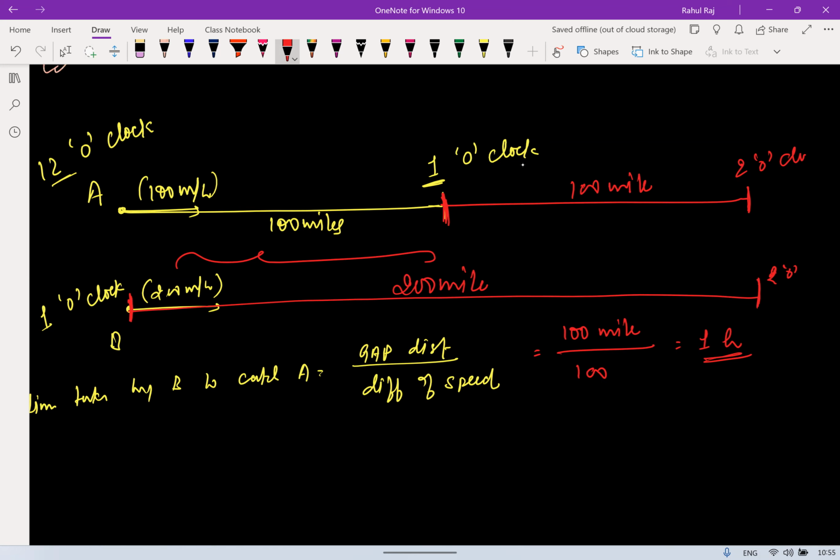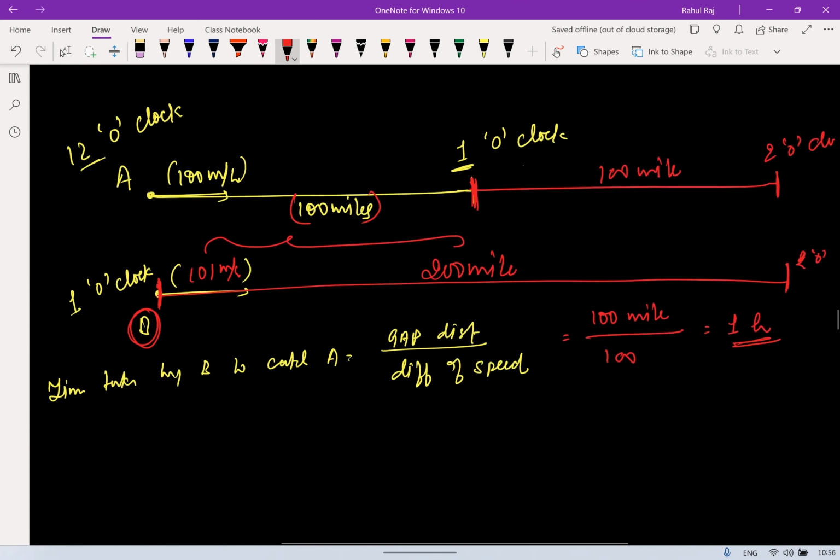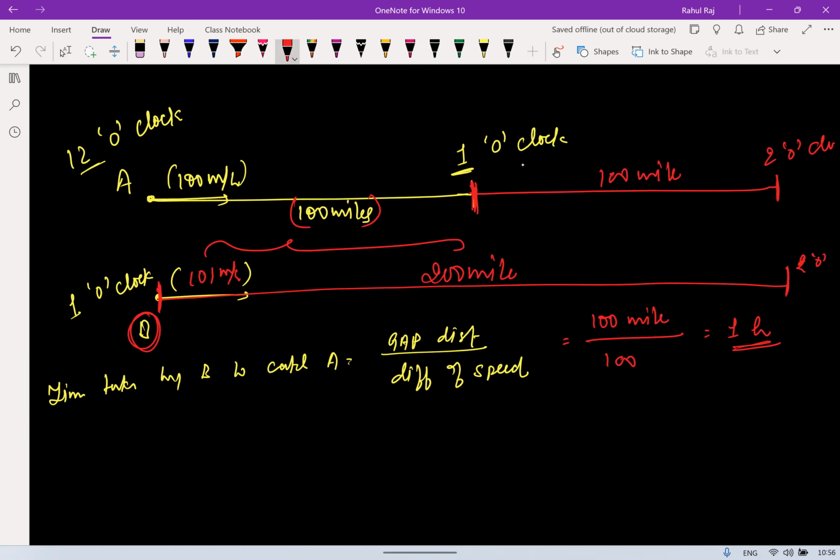Please tell. For the gap distance, just ensure that at 1 o'clock B is starting. You just have to ensure at which point A is at 1 o'clock. So A at 1 o'clock is 100 miles. So this is considered as the gap distance. So gap distance by difference of speed. Even if B's speed is 101 miles per hour, then also B will catch A. It may take time for him to catch A. In that case also, the gap distance is 100 miles for sure, but the difference of speed becomes what? 101 minus 100, that is 1. So it will catch in 100 hours.